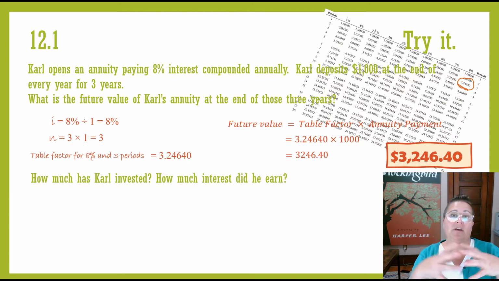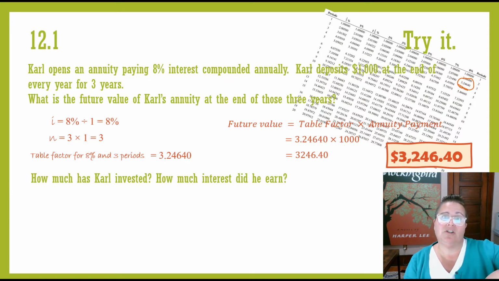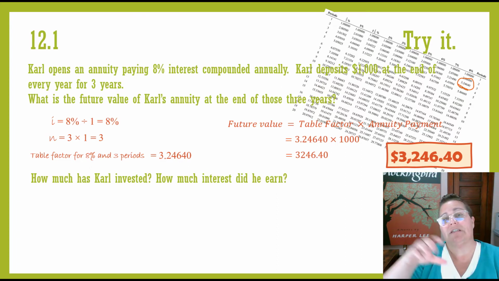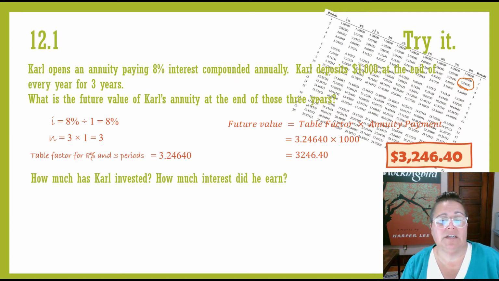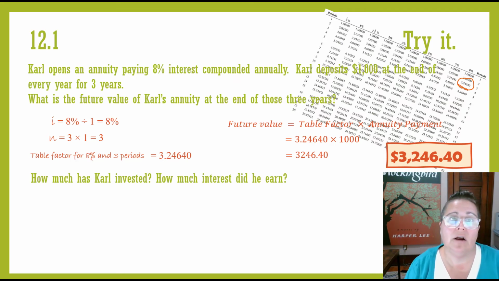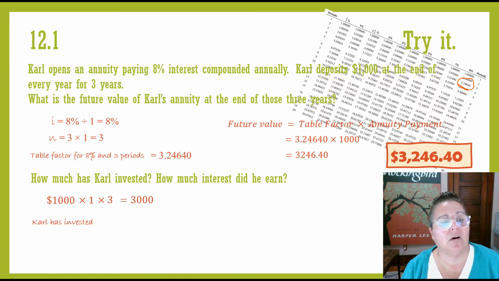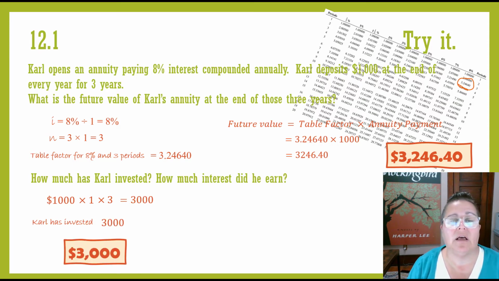Remember, we said one of the goals of this class is that we want you to be able to identify Carl's investment versus the interest versus the future value, the 3 parts of this annuity. So Carl was investing $1,000 once a year for 3 years. So Carl has put in $3,000. Carl's hard-earned money has been $3,000.